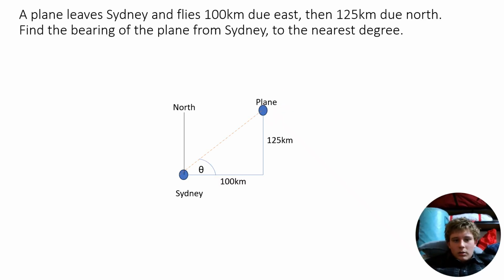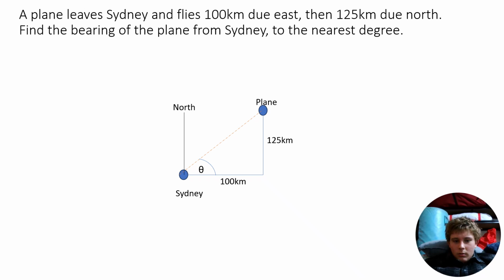So a plane leaves Sydney and flies 100 kilometers due east, then 125 kilometers due north. Find the bearing of the plane from Sydney to the nearest degree. Alright, so what we've done here, I've just drawn it out already. So we've got Sydney, then we've got the plane, we've got the angle that we're trying to find, then we've got our two sides. So we've got the east, 100 km, then the north, 125 km.